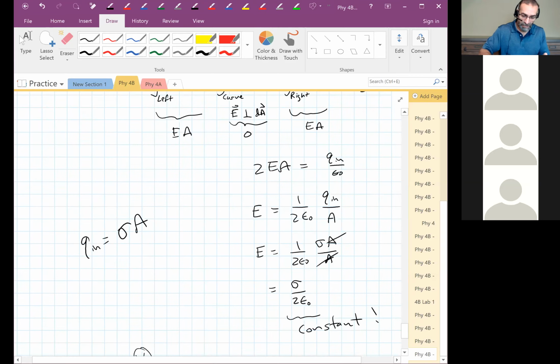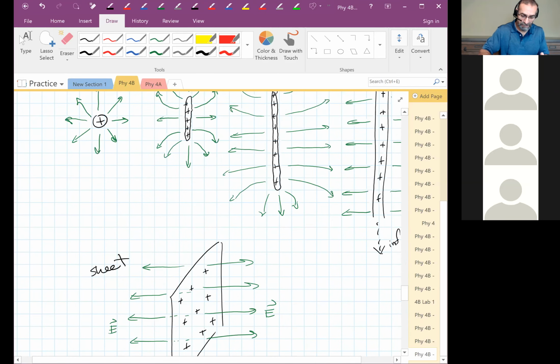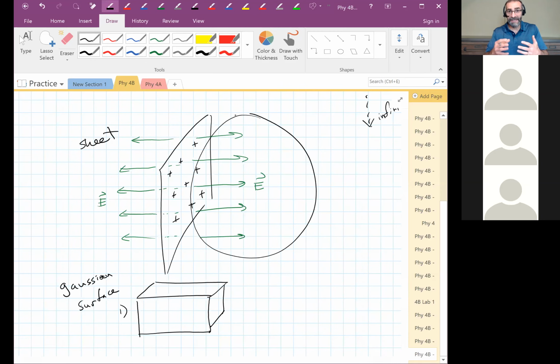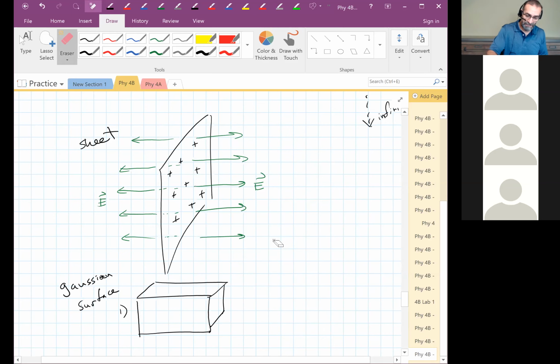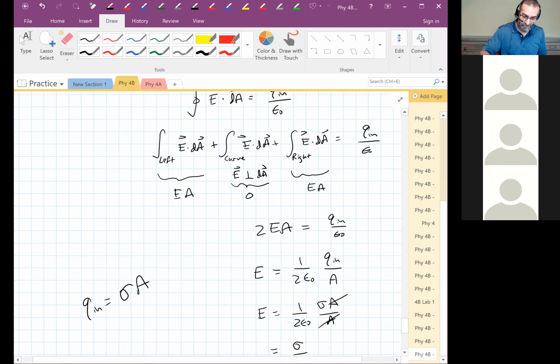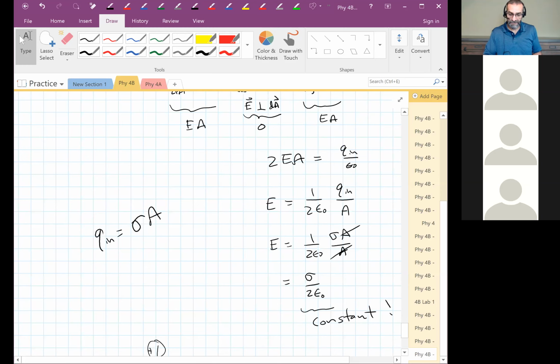These lines, with the way I drew them up here, where are they? Oh, right here. These lines are parallel to each other. What does that mean? It means the electric field doesn't change, right? Because the electric field is proportional to the density of the field lines that we draw. So if those lines are parallel, then the electric field is uniform. It's constant. It's not changing at all as we move away. Okay.